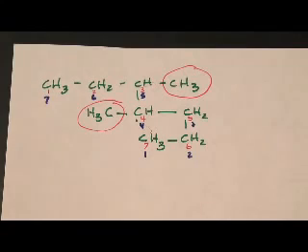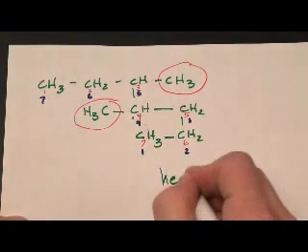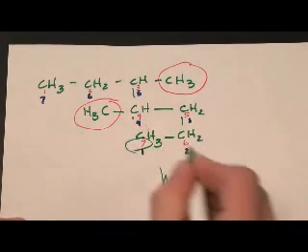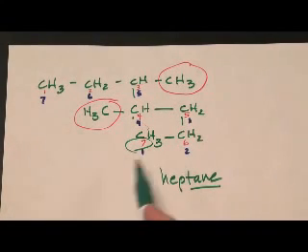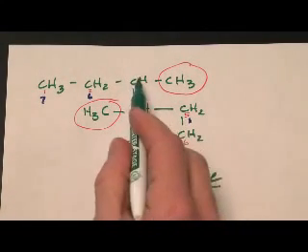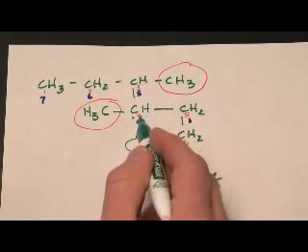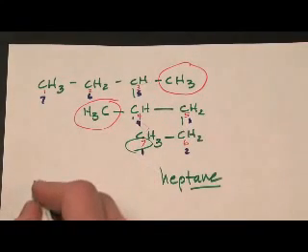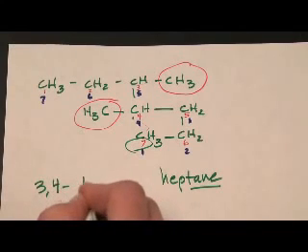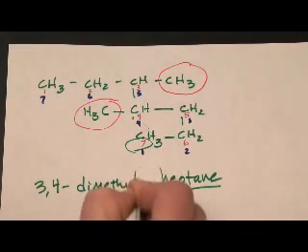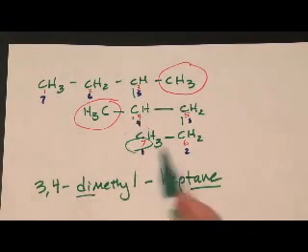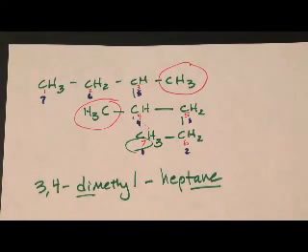So when I name this one now, I'm going to call it heptane, because there are 7 carbons in it, and it ends in A-N-E because it's all single bonds. And off of the third carbon, there's a methyl group. And off of the fourth carbon, there's a methyl group. So I have to name them both 3, 4, and then put dimethyl in front of it. Notice I say dimethyl because there are 2 methyl groups coming off of there. So that's naming and writing some different isomers of some structural formulas.